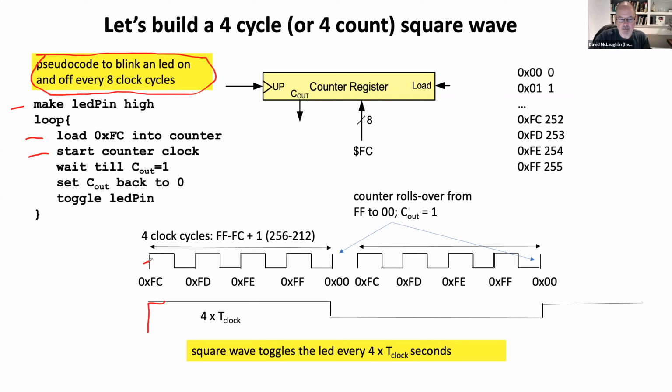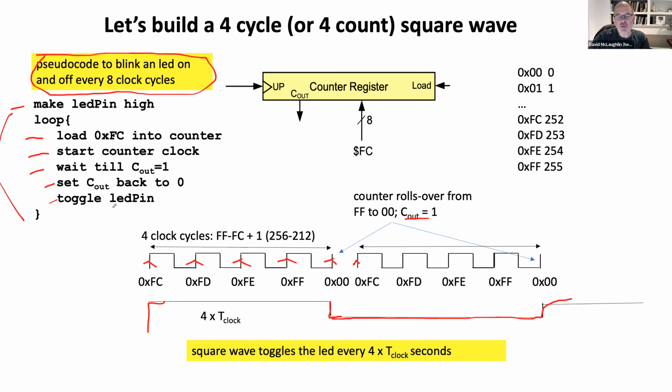So here's when I'm loading it. And after 1 clock cycle, it's at here. After another cycle, we reach the top, we roll over, right? We set our overflow bit, and I'm waiting for that. Then I'm setting that overflow bit back to 0, and I'm toggling the LED. I'm bringing it down. Then we're going through the loop again. So I'm preloading the counter, right? Back 4 steps below the top, and we're doing it all again. But this time the LED is off. And I just repeat this whole thing.